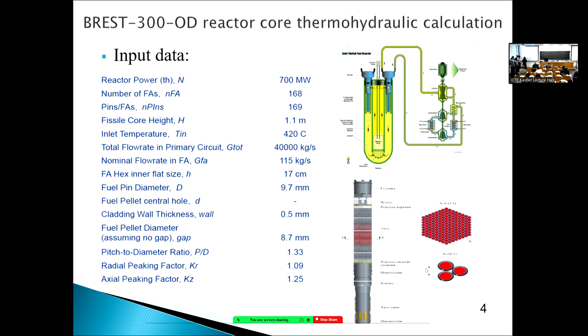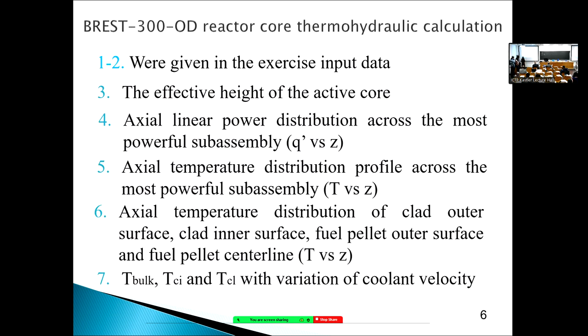So we use the same thermal hydraulic principle for this one also. The first objective was, given the exercise input data, we had to find out the effective height of the active core and the axial linear power distribution across the most powerful assembly. That's the objective for the last one too, they're quite similar. I'll just go to the next slide.